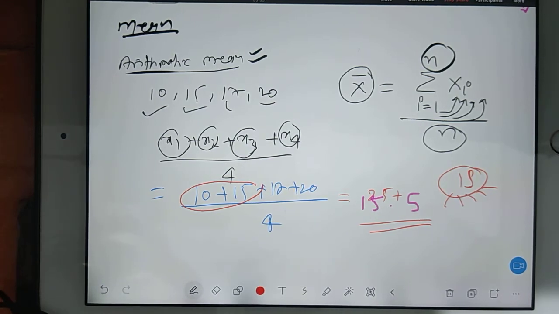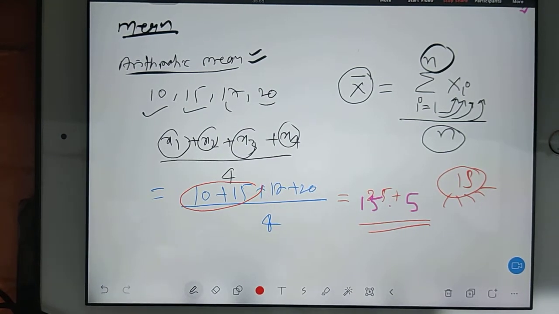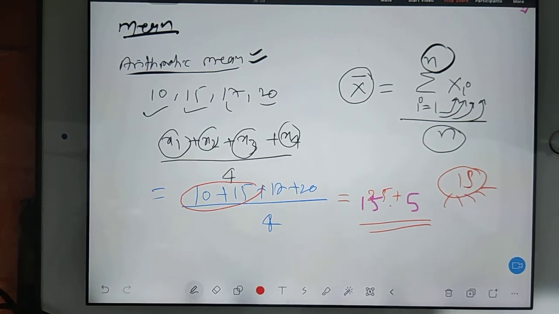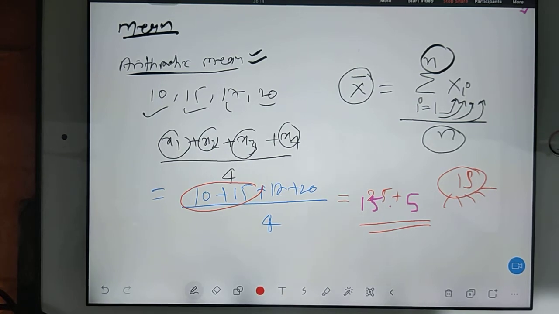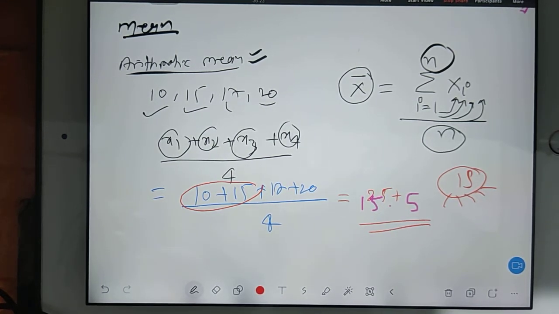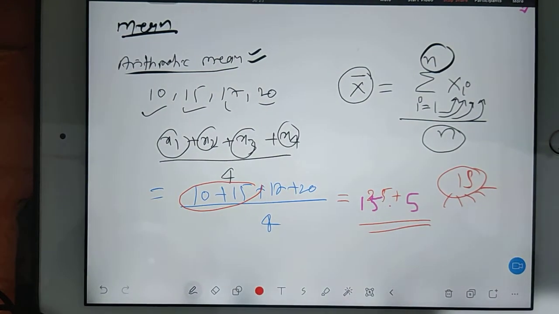Now there is one more way to calculate arithmetic mean. Suppose large numbers are involved in the given set. Then in that case, we have a facility. Our way of calculation will change. So in that case we have two types of arithmetic mean: one is assumed arithmetic mean and one is true arithmetic mean. So we will do it in this way. I am changing the page.